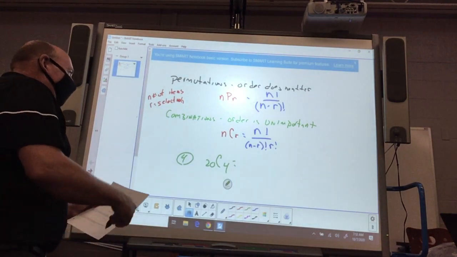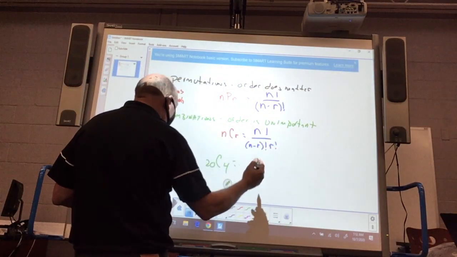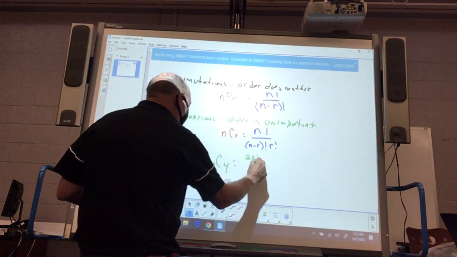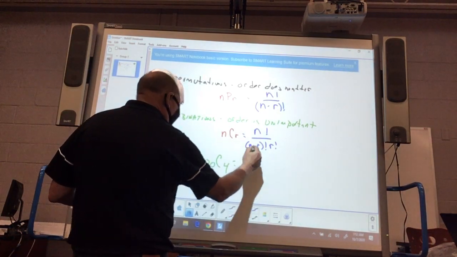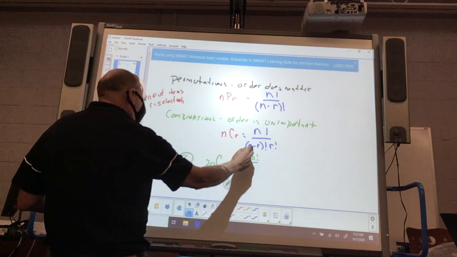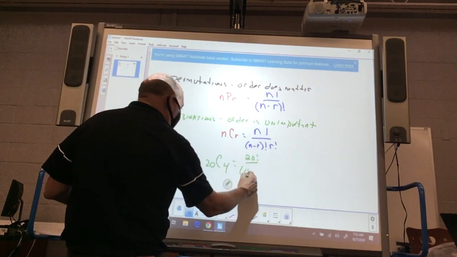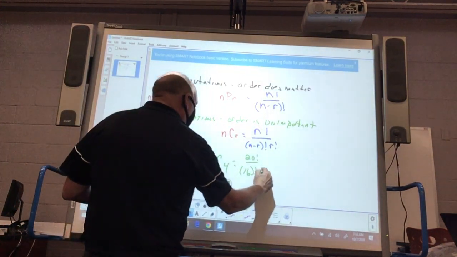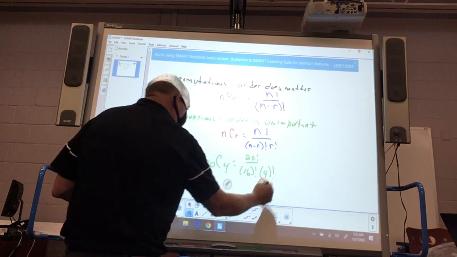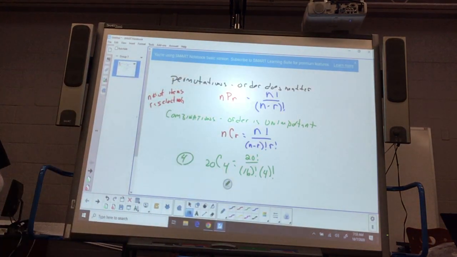I don't need all this. If you want to write it, that's fine. Where we have 20 factorial over 20 minus 4, which is 16 factorial, times 4 factorial. And we can just write that out. And if you have to use your factorials, you have to use them. You can get a solution down there, it's fine, but it's going to be a little bit more cumbersome for you. You have 1,485.